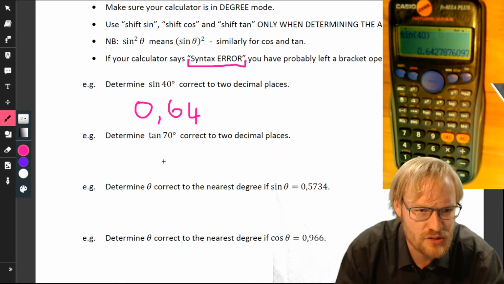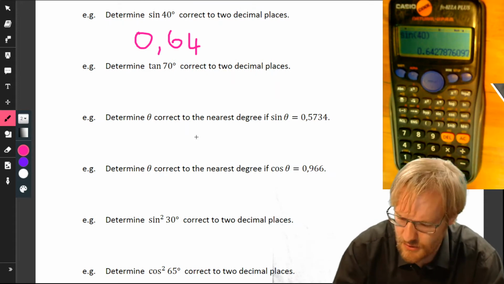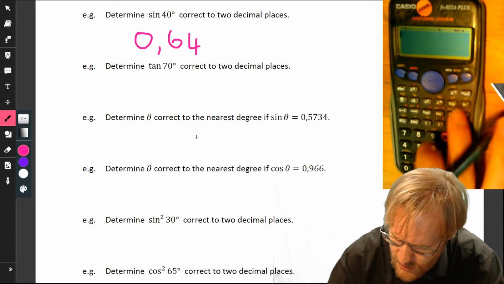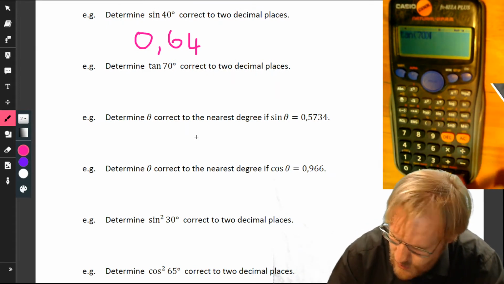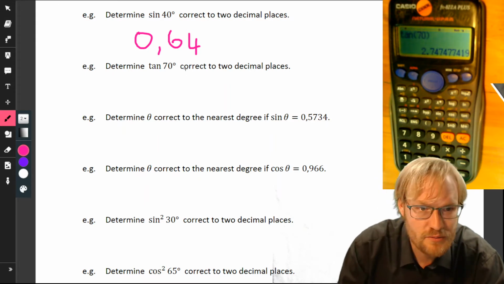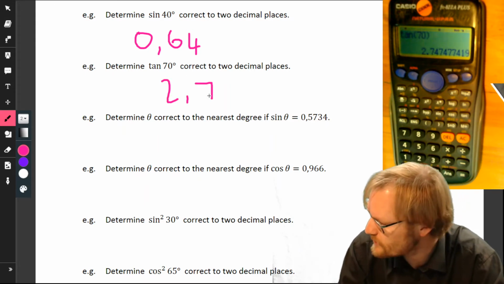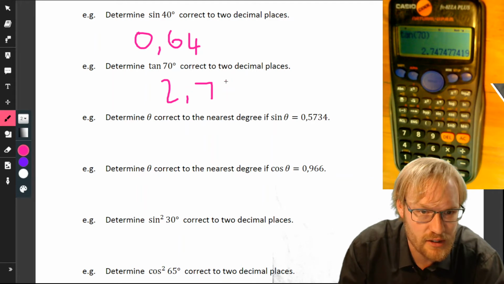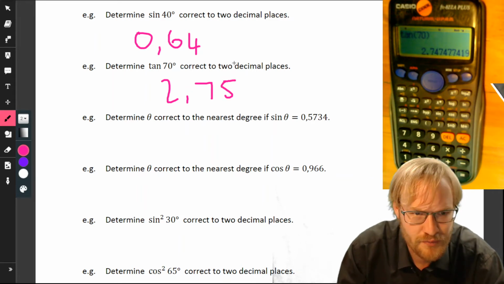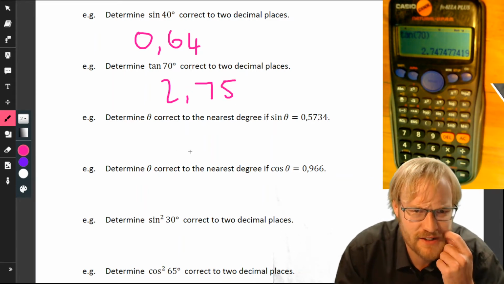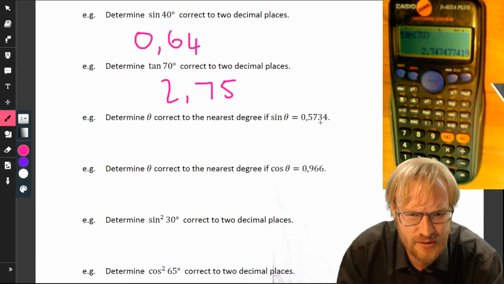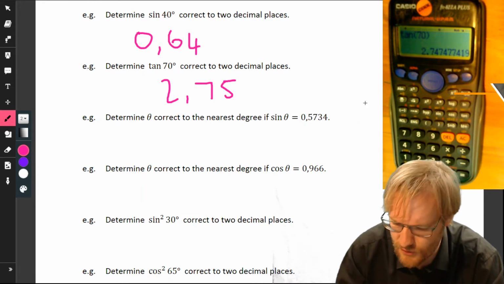Okay, then determine tan 70. Well, again, you're just going to go tan 70, close your bracket, equals 2,747, so we're going to round up to 2,75. Okay, then it says determine theta correct to the nearest degree of sine theta equals 0,5734.